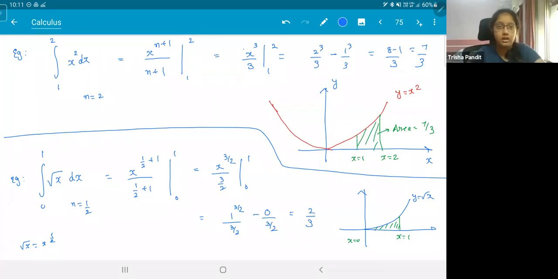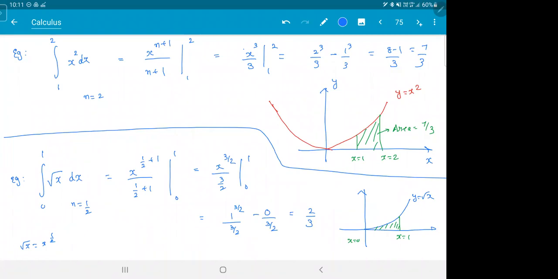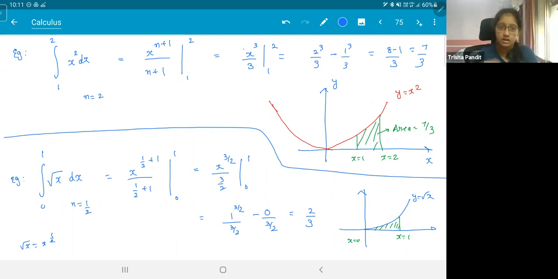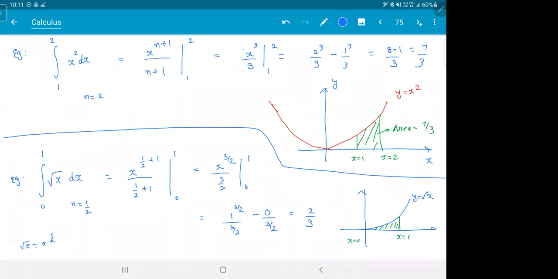Sir, that x cube upon 3 step that you have done, that doesn't make any sense, right? Like we can't calculate anything from that. From that only, we can't calculate without limits. It is useless.